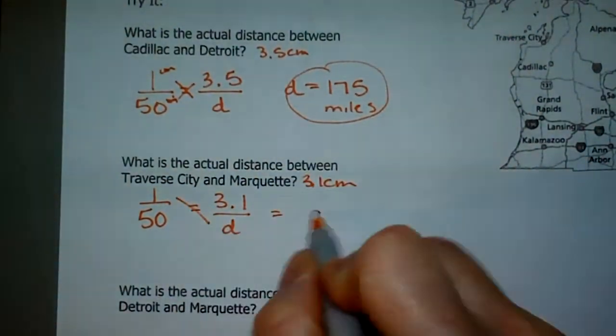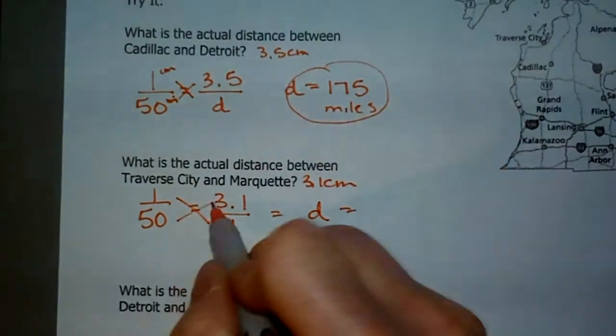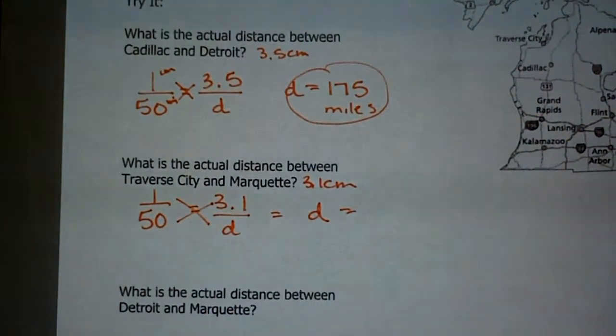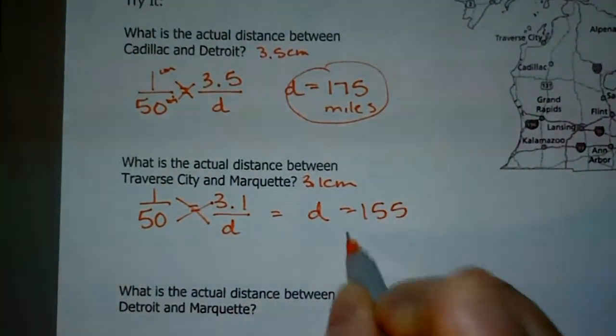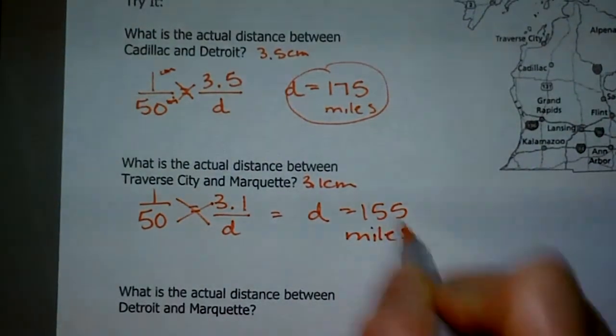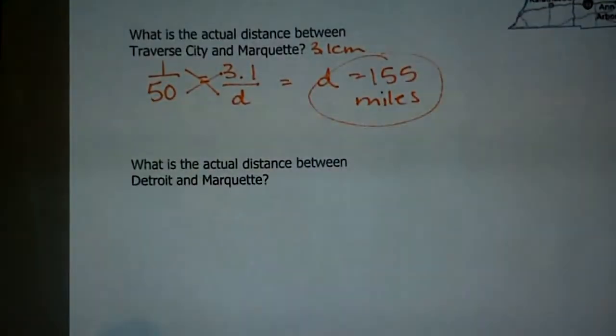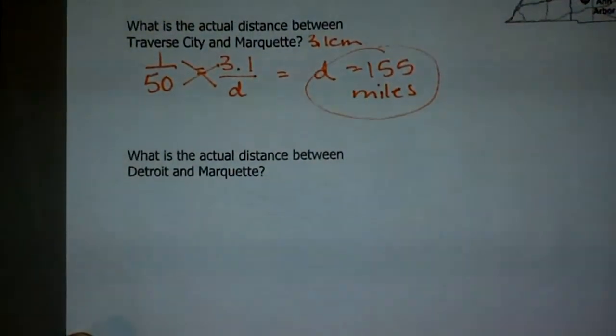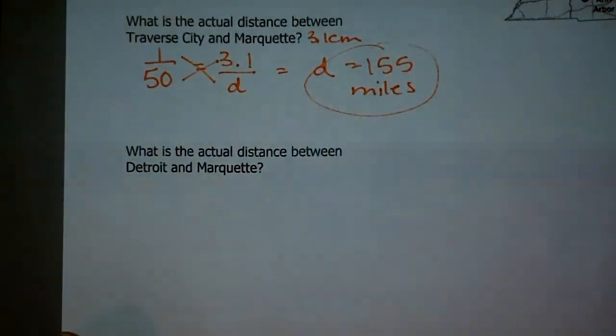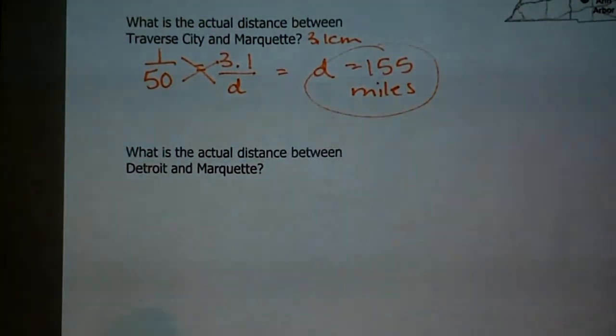So D times 1 is D. And 50 times 3.1 is 155. And remember, we were finding the miles. So the distance is 155 miles. Not too bad. All right, last one I ask you, what is the actual distance between Detroit and Marquette?